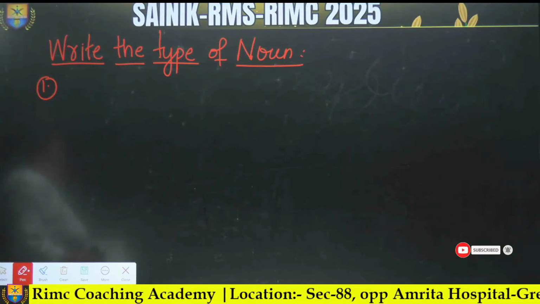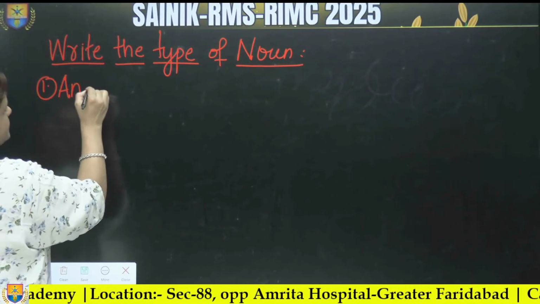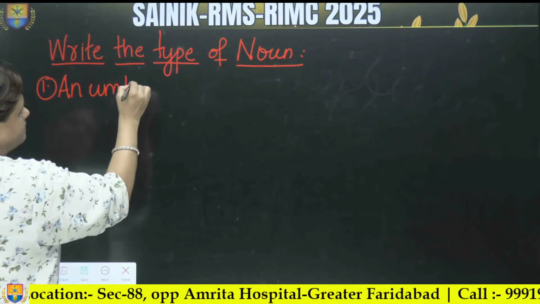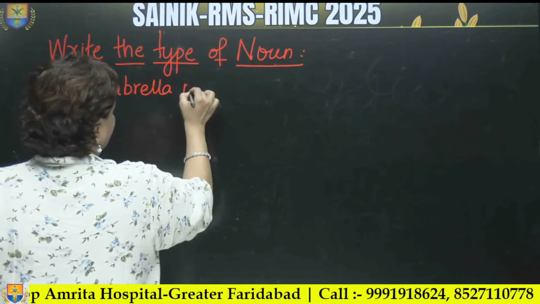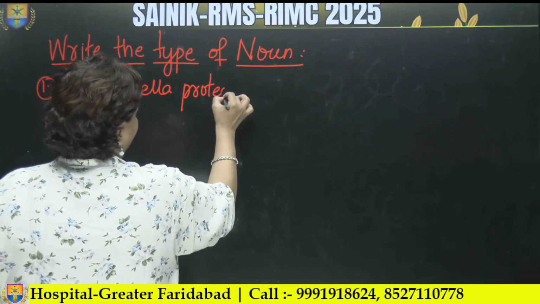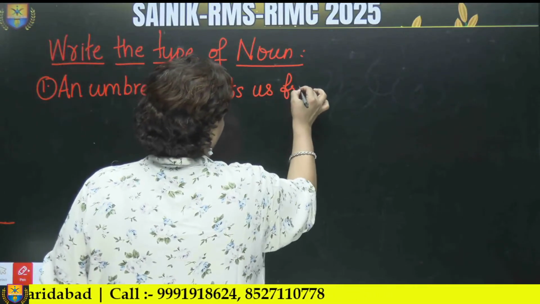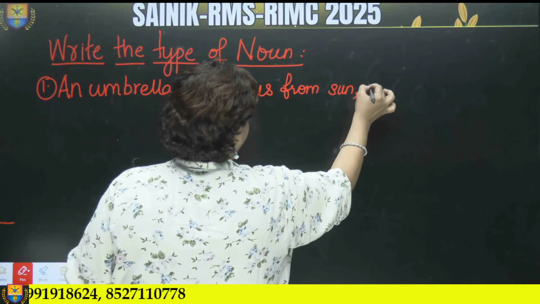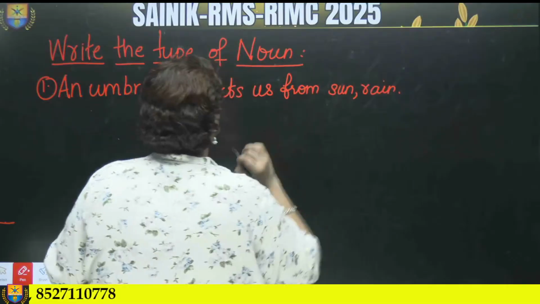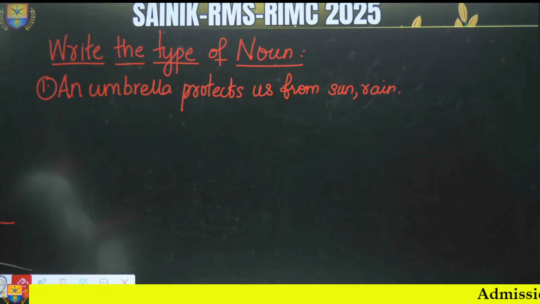Number 1, a simple sentence that says: An umbrella protects us from sun and rain. So a simple sentence that says an umbrella protects us from the sun.